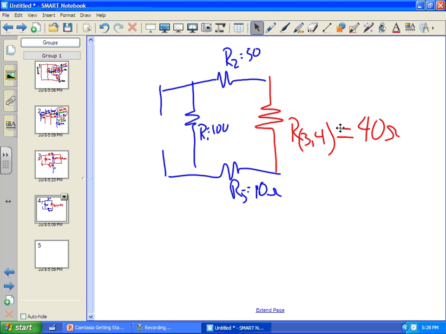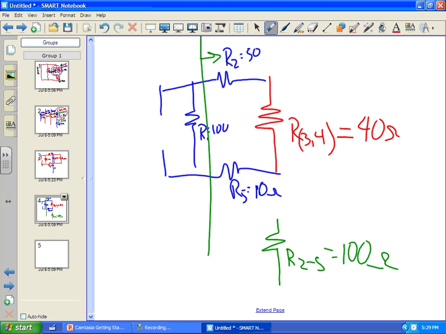Now you can see that if we knock everything off to the right, that's a series circuit. So very simply we can create a series equivalent for R2 through 5, and its resistance, we just add this up: 50, 40, and 10. I like that, 100 ohms.